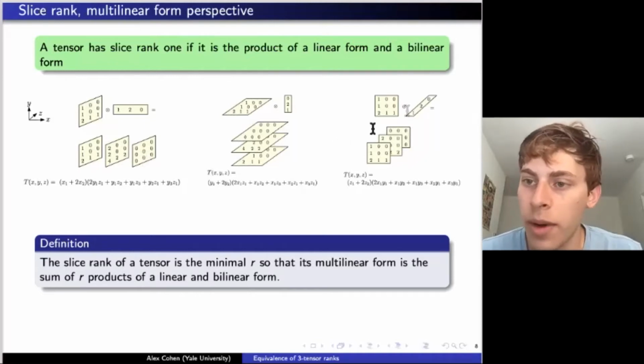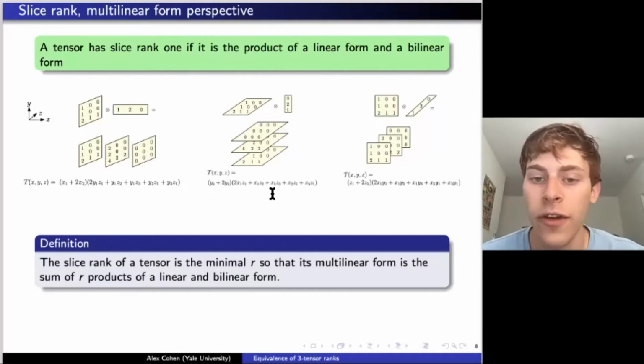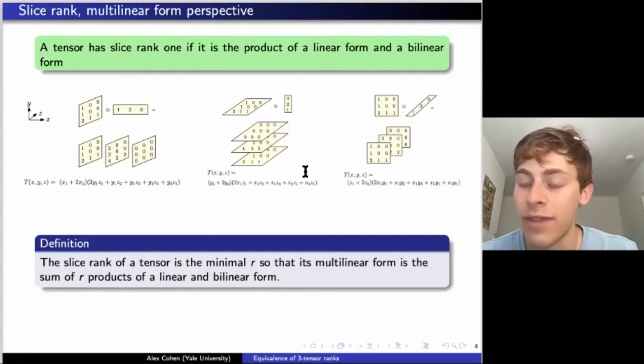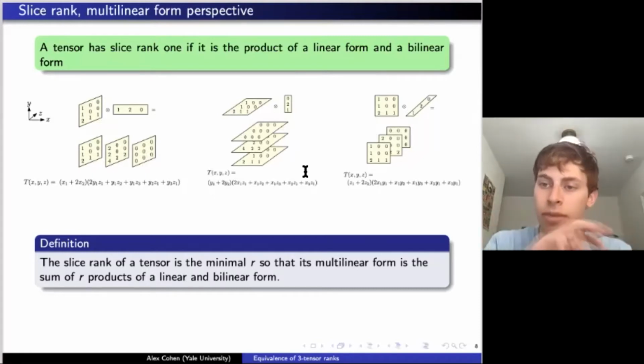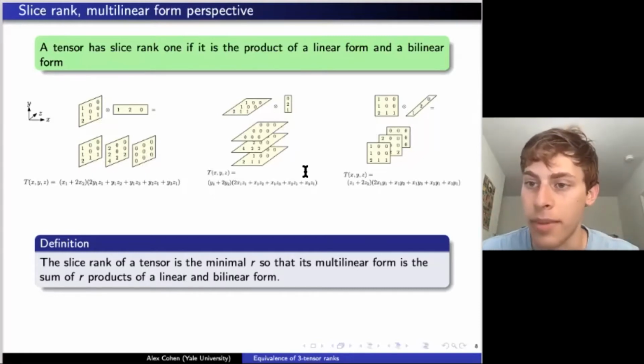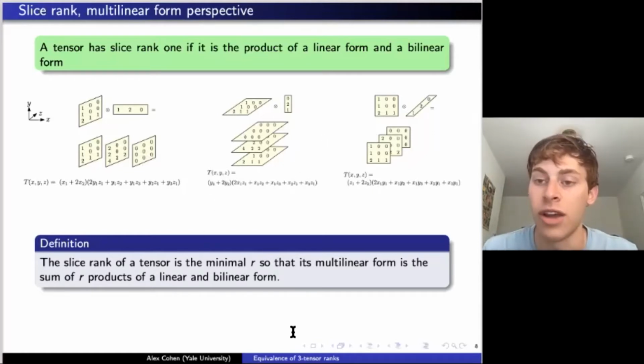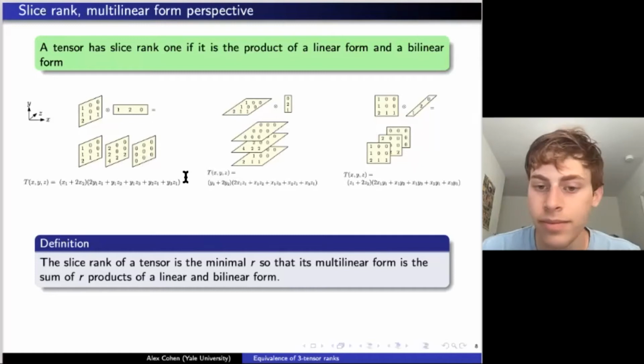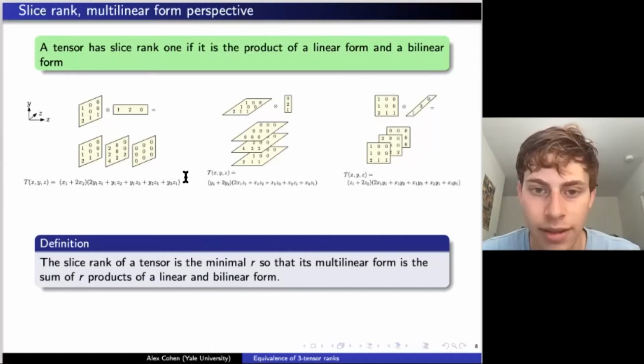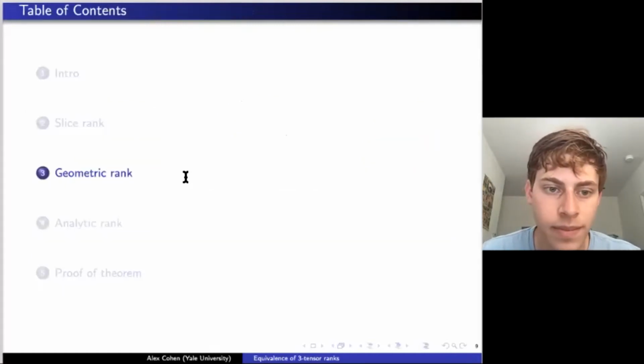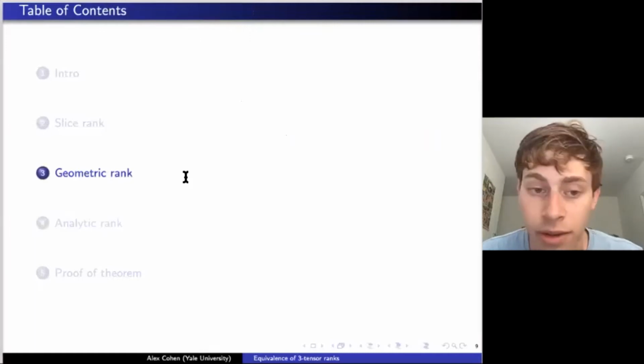And what makes this notion so difficult is that when you have a slice rank 7 tensor and it has pieces from each of these axes, they all get mixed up together. And so that's what makes it so hard to actually figure out what the slice rank of a tensor is. Okay, so that is slice rank.